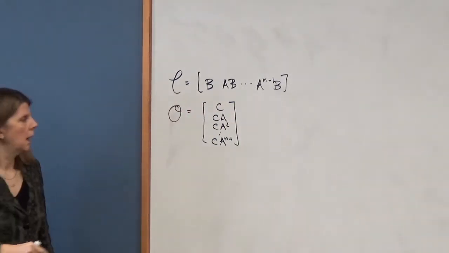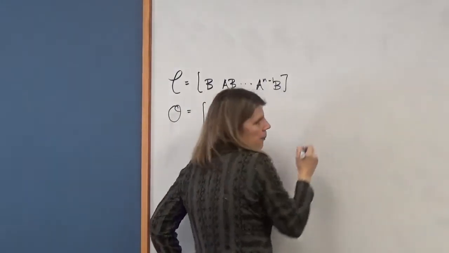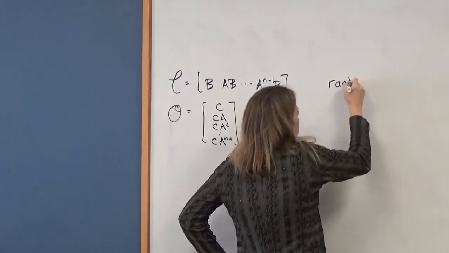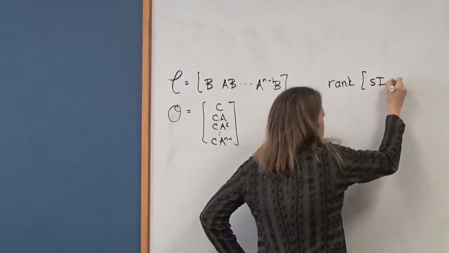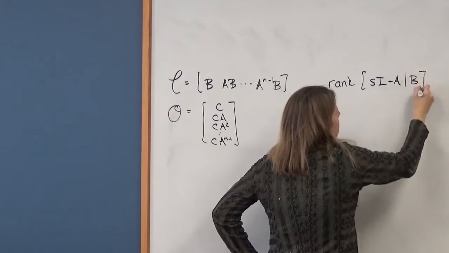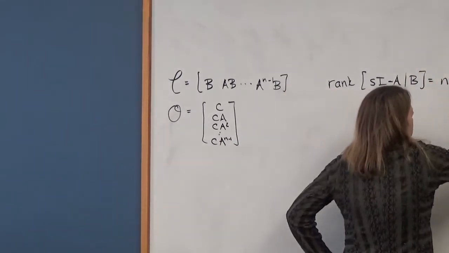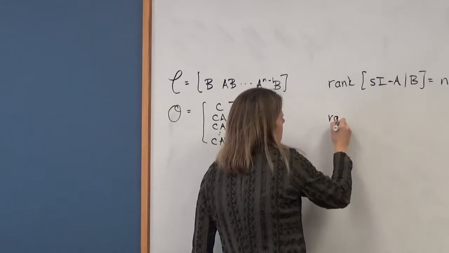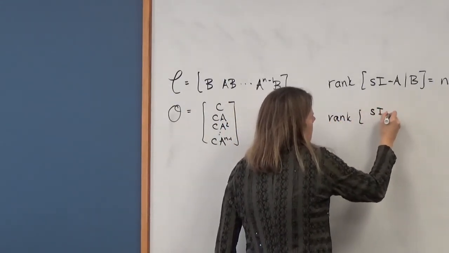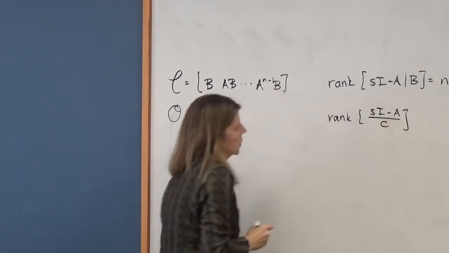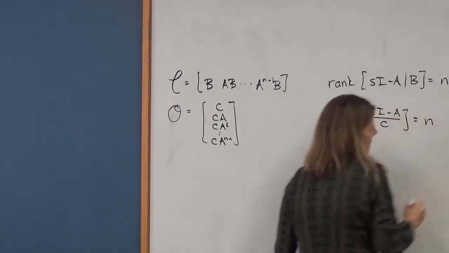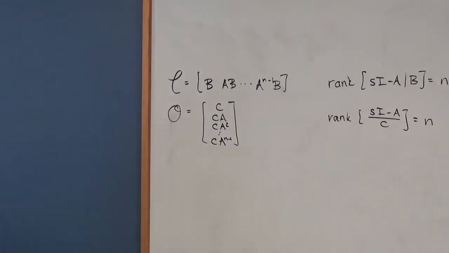For observability, this tall, thin matrix, which has n columns and n times n_out rows, has to have rank n. Equivalently, we have the PBH, the Popov-Belevitch-Hautus test, which is that the rank of the matrix [sI minus A, B] has to be n for all s in the spectrum of A. Likewise, we have the observability test: the rank of sI minus A stacked in rows with the C matrix has to be n for all s in the spectrum. Those are our tests.